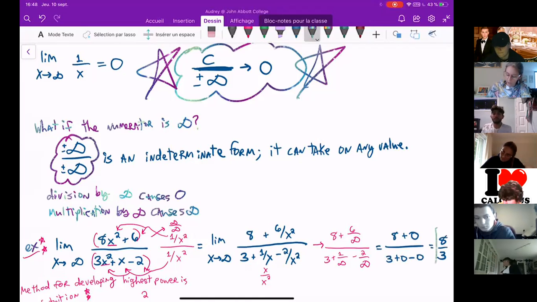And that's my answer. So by multiplying by that 1 over x squared, we were able to see that a whole bunch of that stuff went to 0 and was actually unimportant.